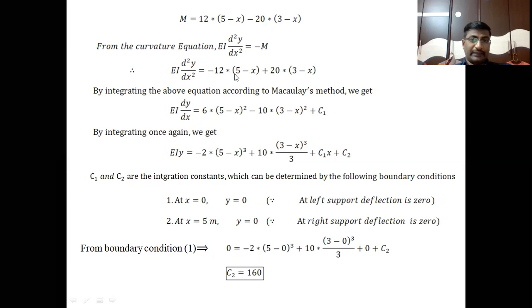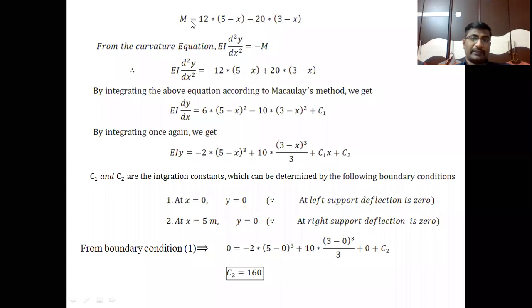minus 12 is there, 5 minus x integration, 5 minus x whole square by 2, minus. So minus minus plus, 12 by 2 is 6, 6 into 5 minus x whole square. So here 20 is there, 20 into 3 minus x, 3 minus x whole square by 2 is the integration, minus 3 minus x whole square by 2. So minus into plus minus, 20 by 2 is 10. So minus 10 into 3 minus x whole square.